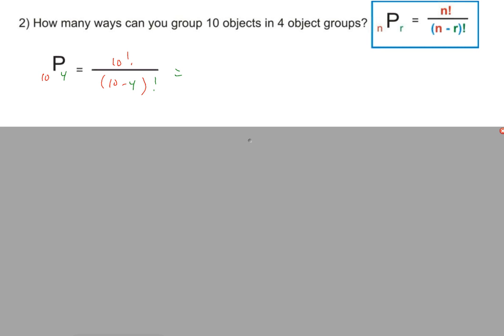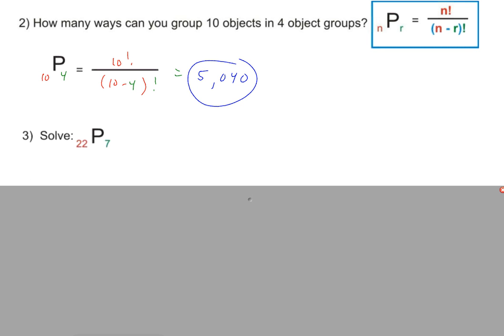And who's got an answer for me? Allison, go ahead. 5,040. Okay, and hopefully that's what you got. 5,040 would be the final answer. That's how your homework should look, okay? You should start out with proper notation, and then you should show the formula numbers in, and then the final answer.